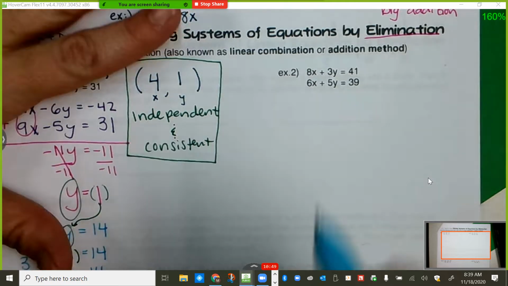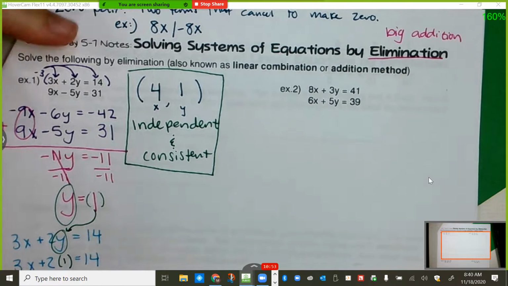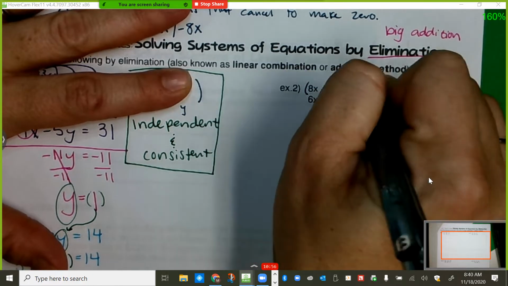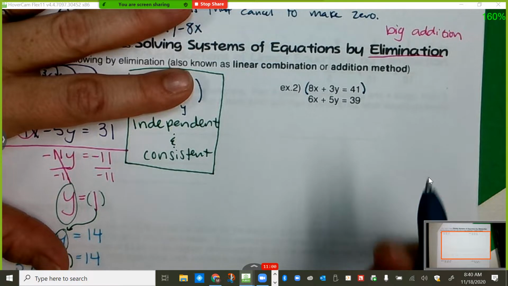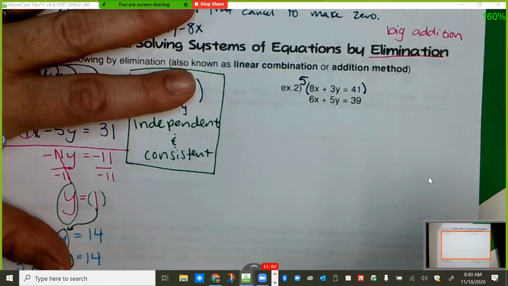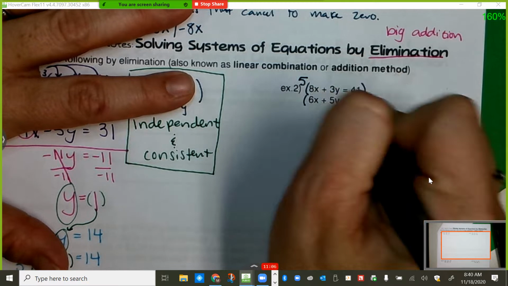Okay, so we are going to multiply both equations. So we're going to turn this into 15y. What am I going to multiply it by? 5. So this first equation is going to be multiplied by 5. Now, what would I multiply the bottom equation by?